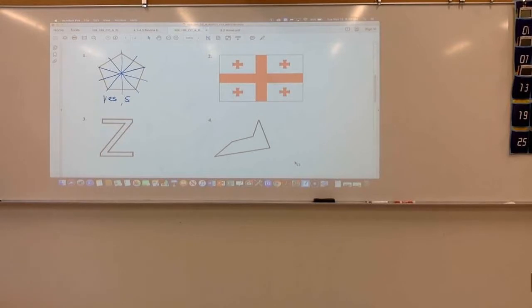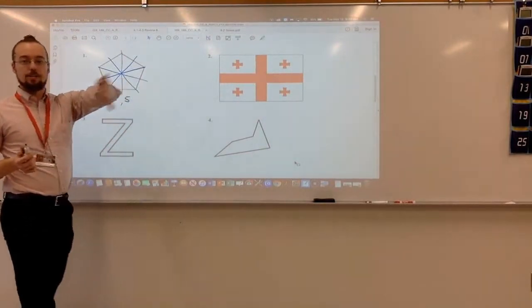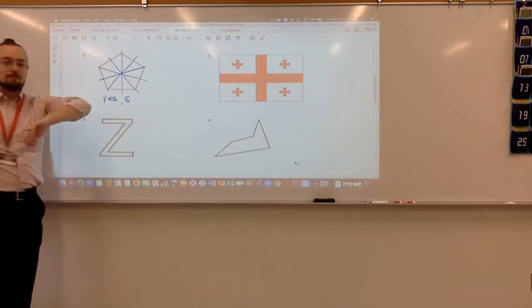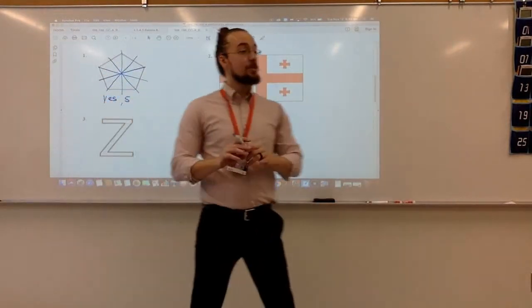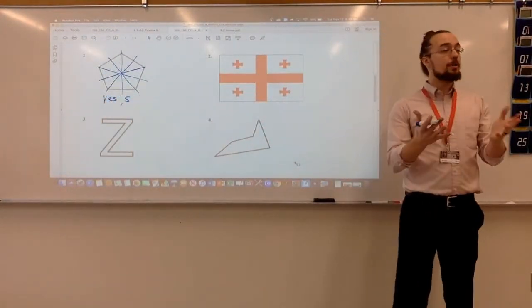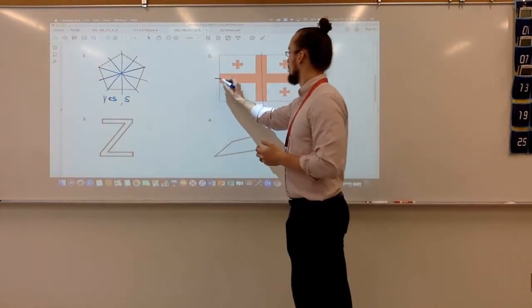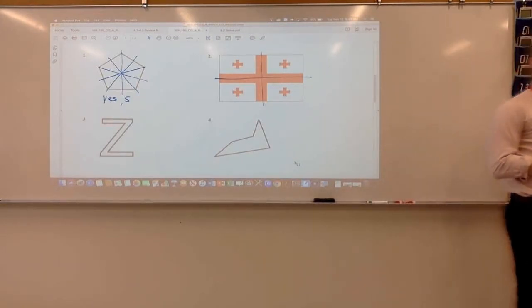Number 2, I think, was the one I saw the most discrepancy on as I was walking around. So how many lines of symmetry did we come up with for this flag here? I could have sworn it was 6. So I'm hearing 2, 4, and 6. I think the 2 that probably everybody agrees on are this one here and this one here. We can all see that those 2 would be lines of symmetry.